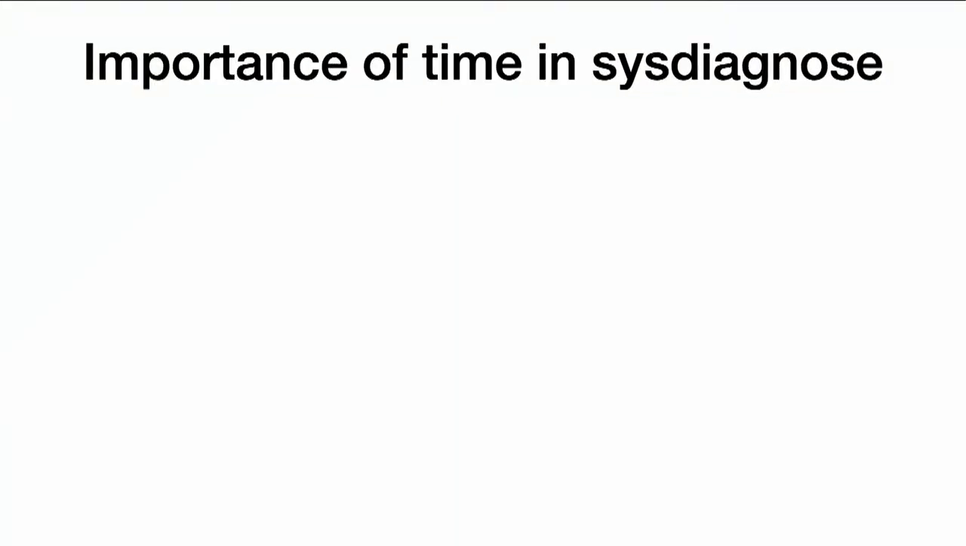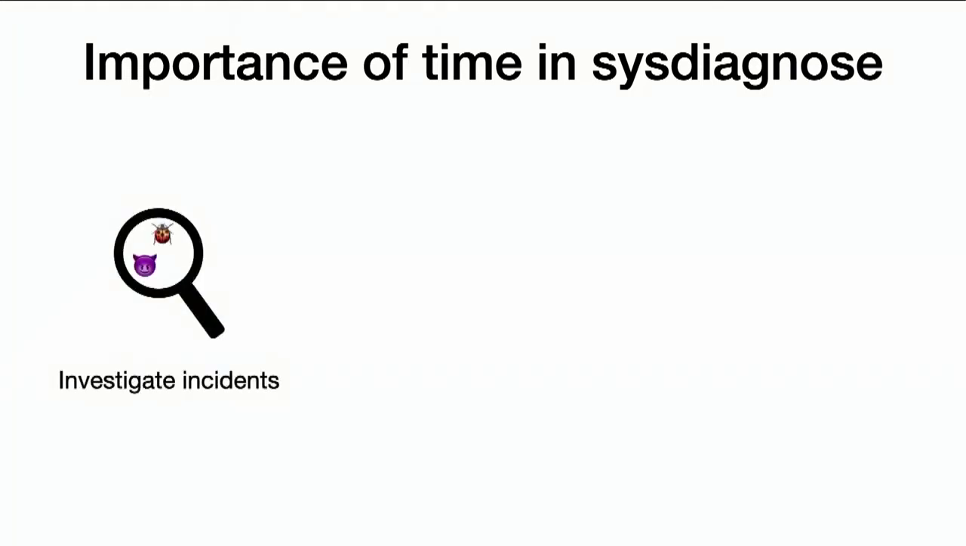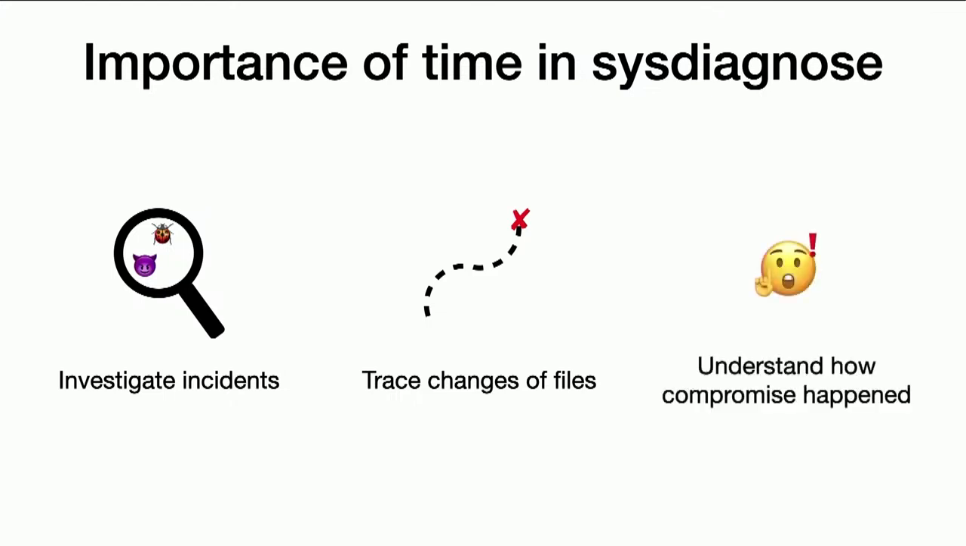So the importance of time in Sysdiagnose is basically, of course, if you want to investigate an incident because someone tampered with your system, then you want to know which changes in files you had. And of course, for this, we need the time to be exact, to pinpoint when a compromise happened. And you probably also want to know how the compromise happened, and therefore time is very nice.